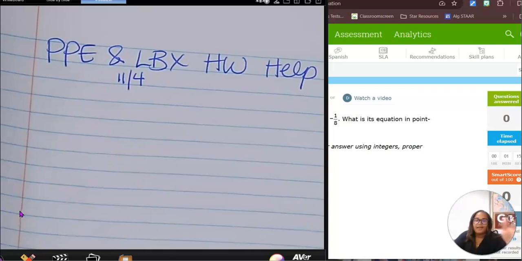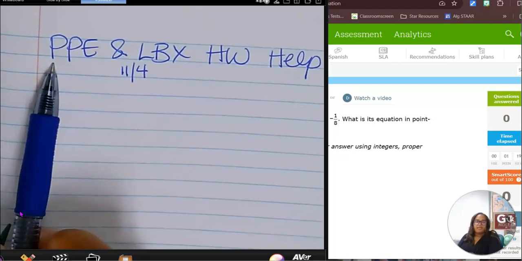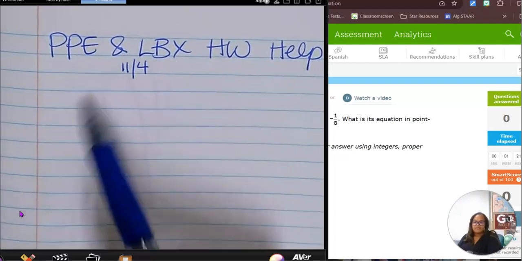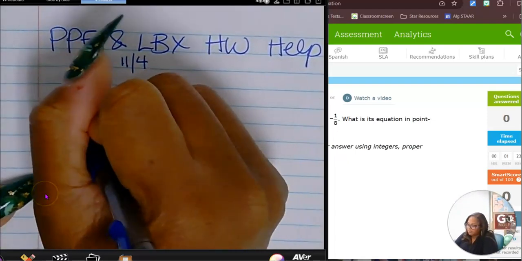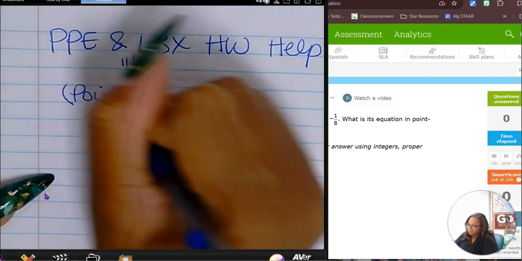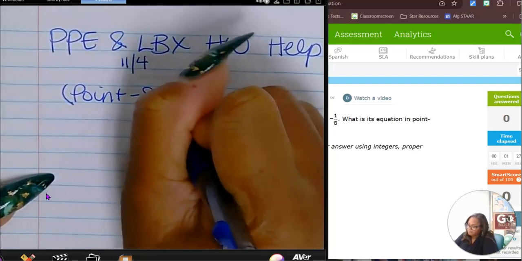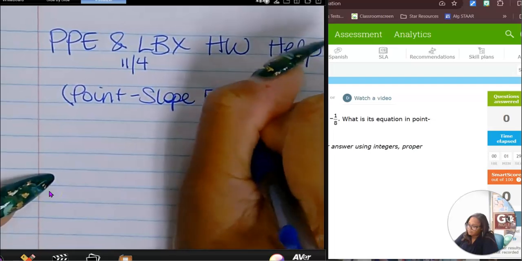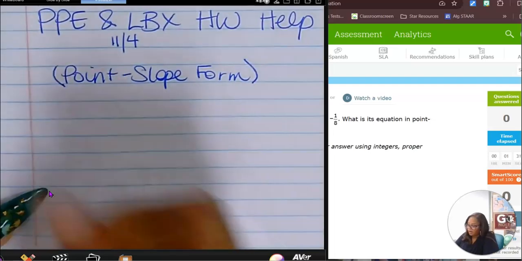Good morning. I am going over IXL Help on lessons PPE and LBX. This has to do with point slope form. And this is how to show your work.